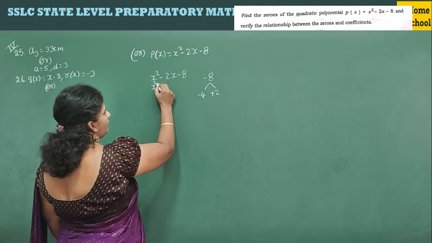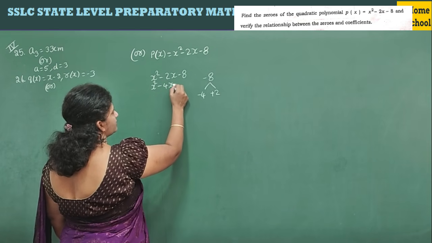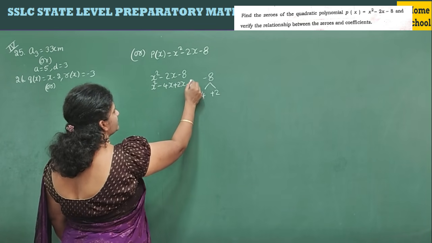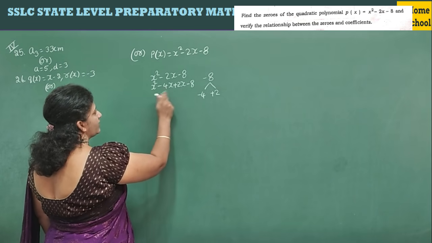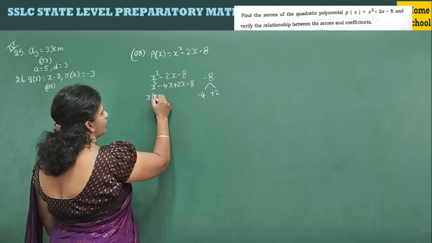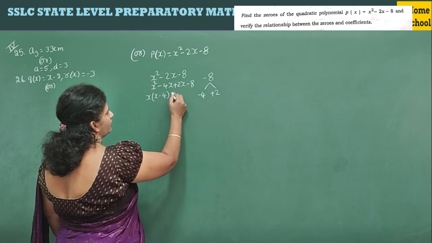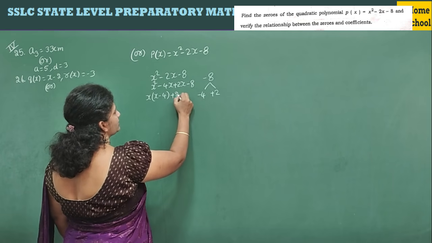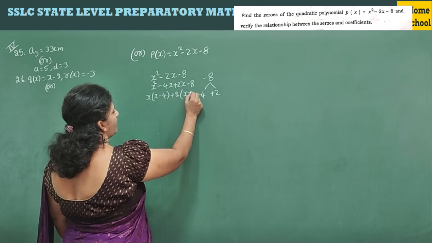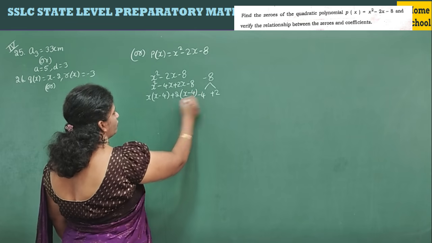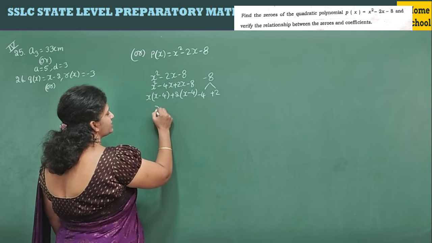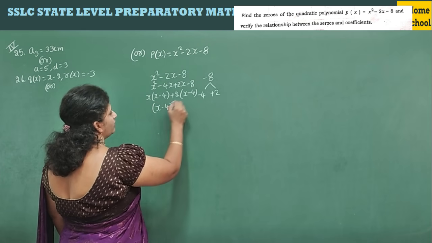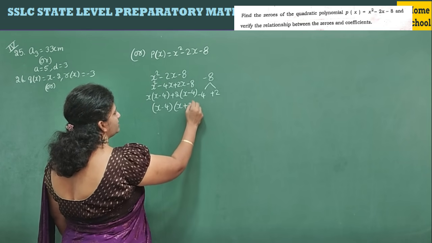X square minus 4x plus 2x minus 8. In these two, x is common. Take out x common. X minus 4, and in these 2, 2 is common, x minus 2 4s are 8, so 4, and again in these 2, x minus 4 is common, and you are left with x plus 2.